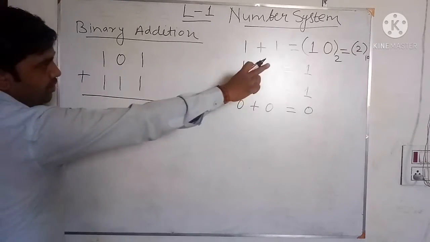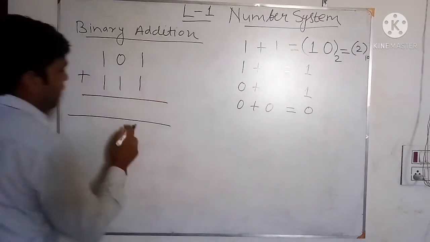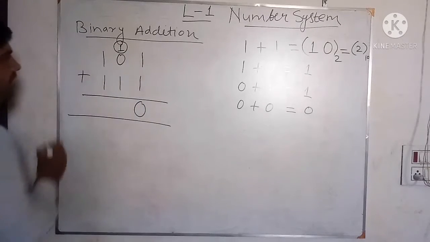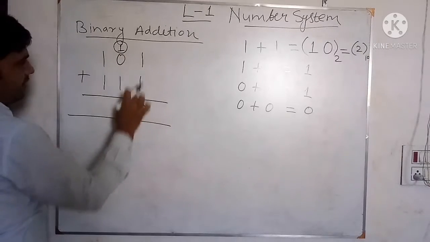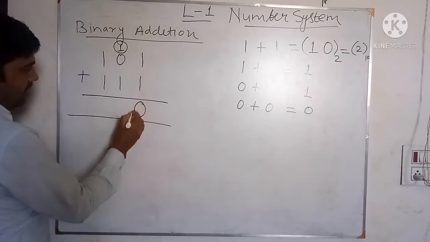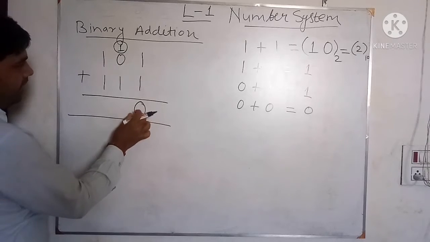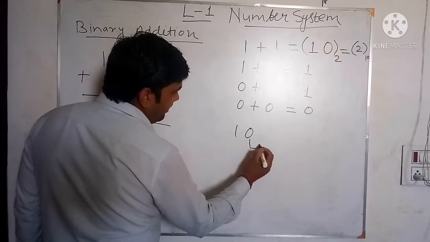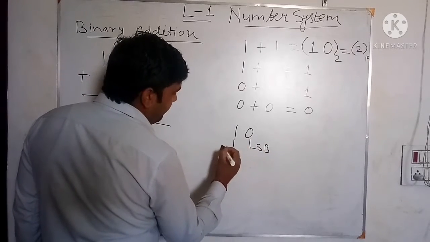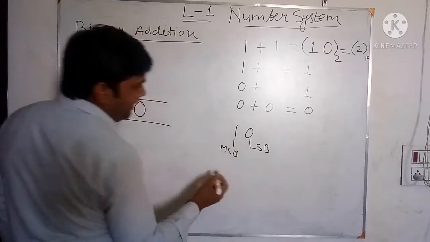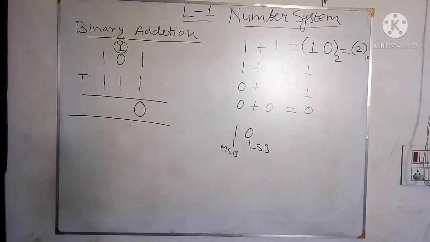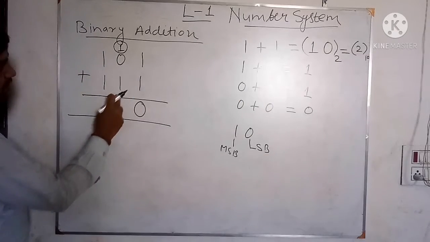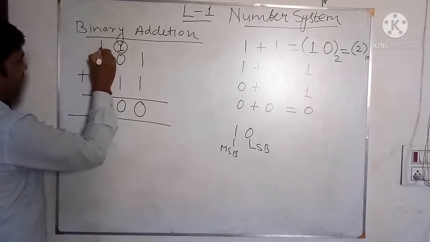1 plus 1 gives you 10, but we write only one digit and 1 goes to the carry. I got 1 plus 1 is 10, but we write the least significant bit here. In 10, 0 is the least significant bit, LSB, and 1 is the most significant bit, MSB. So the MSB goes to the carry and the least significant bit we write at the bottom. Now 1 plus 0 gives 1, 1 plus 0 gives 1, again 1 plus 1 gives 10. So I write 0, and again 1 goes to the carry.